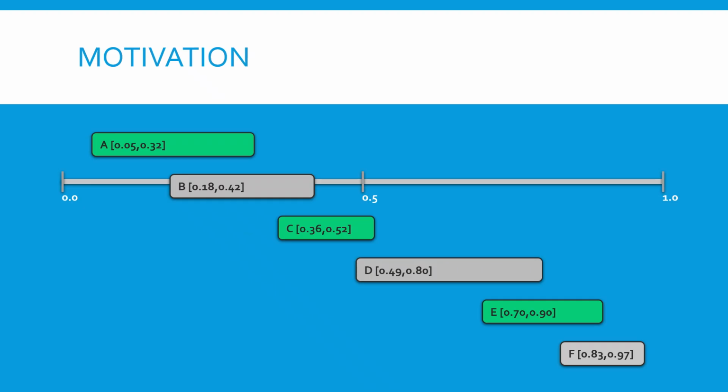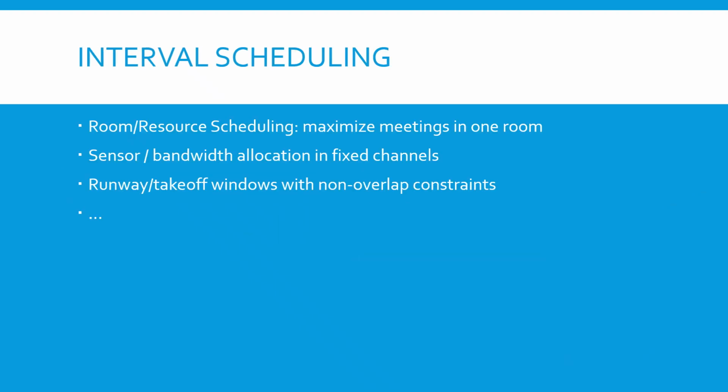For example, in this schedule, you can accept jobs A, C, and E. These 3 jobs do not overlap in their requested intervals. In this configuration, you cannot add any other job without creating a conflict. This problem is known as the interval scheduling problem, and it appears in many real-world settings.